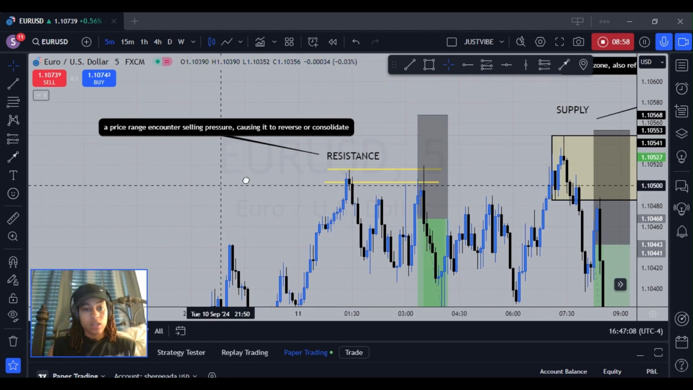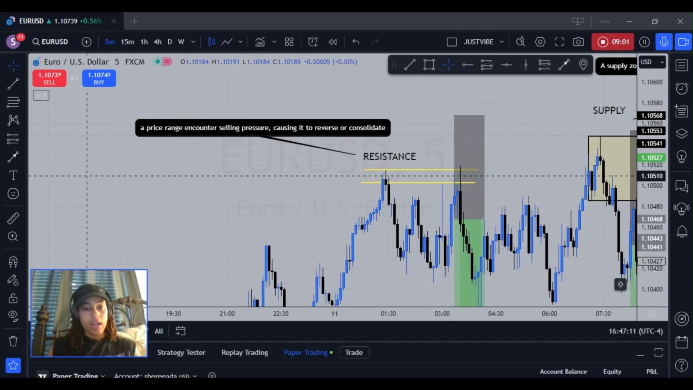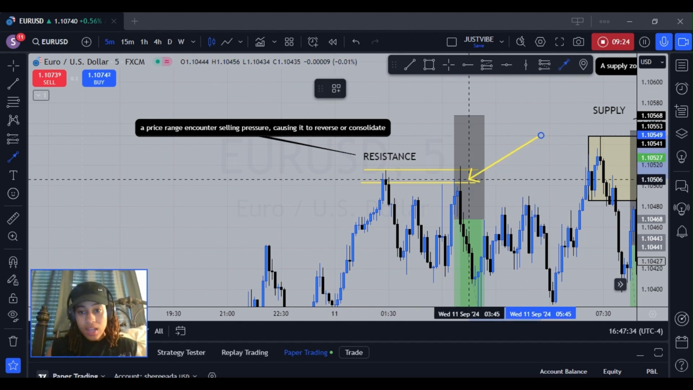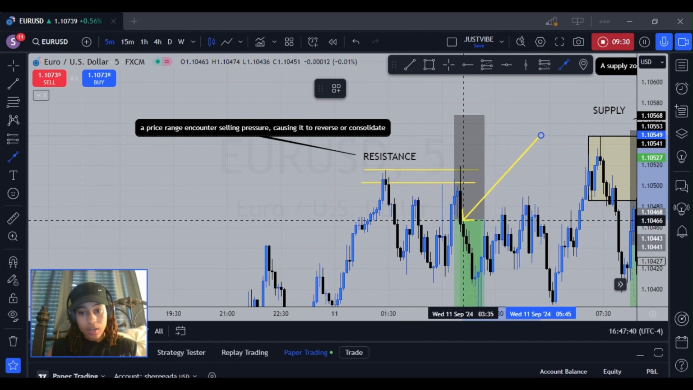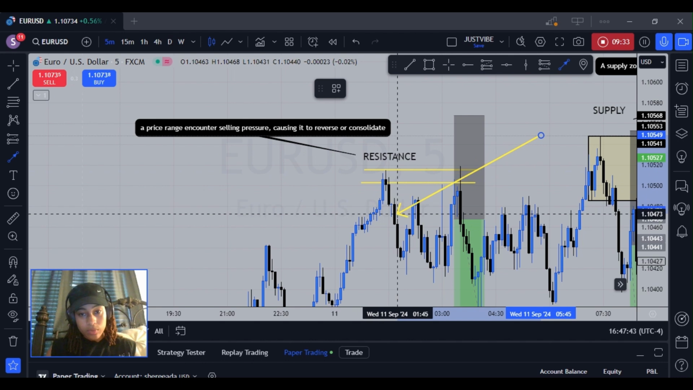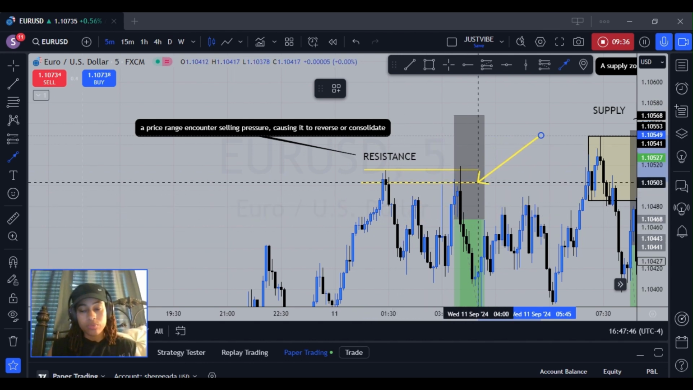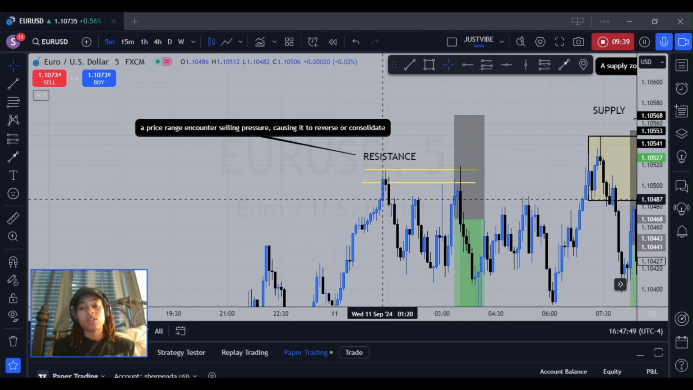Now here are the notes. A price range encounters selling pressure, causing it to reverse or consolidate. So like I said, there's pressure on the table that people are selling. And so it's literally showing you proof that it's not going to go up. You see all these long wicks. It's going up, down, up, down. Price is not closing up here. Price is closing down here. Price is closing down here. So it's telling you like, yo, we don't want to go. That's the biggest hint that the market's about to drop.